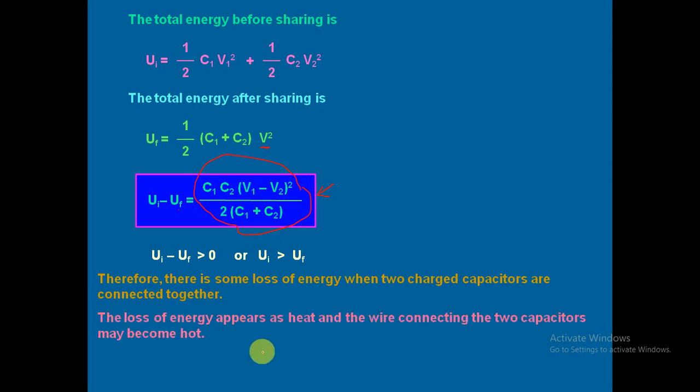The loss of energy appears as heat, and the wire connecting the two capacitors may become hot. When the two capacitors are connected, charges start flowing from higher potential to lower potential, and the flow of charge in a wire is current, so heat is produced. The wire through which you connected the two capacitors will become hot. So loss of energy takes place, and we have derived the formula for it.